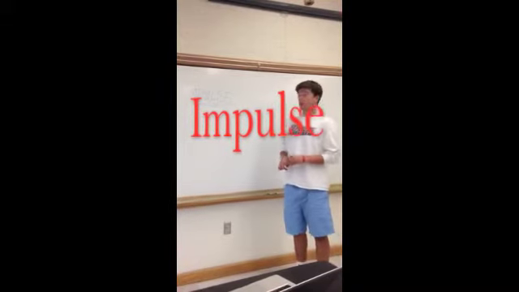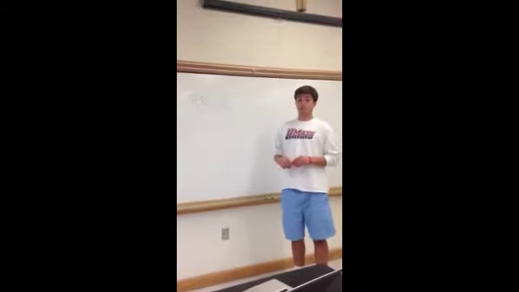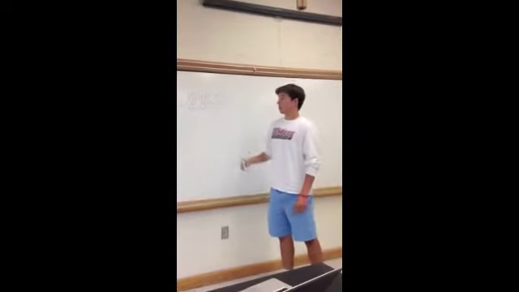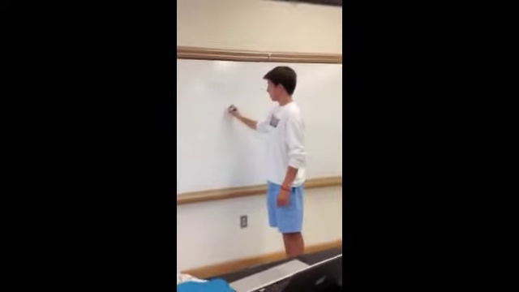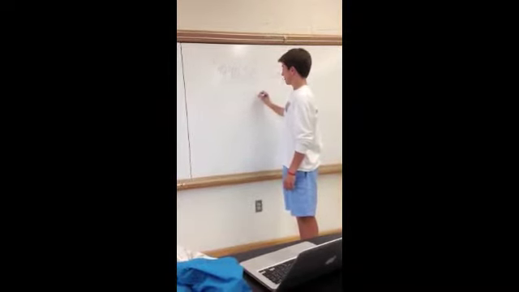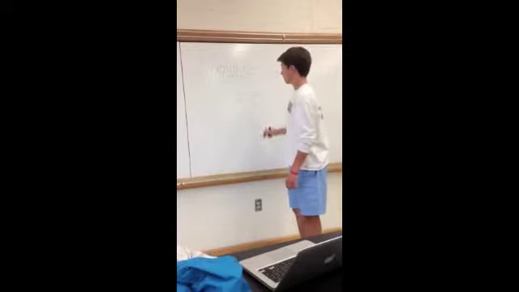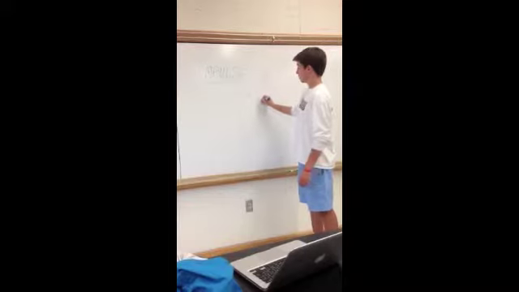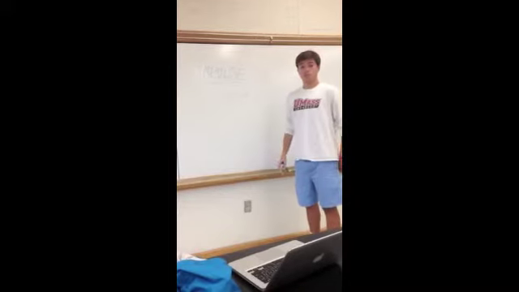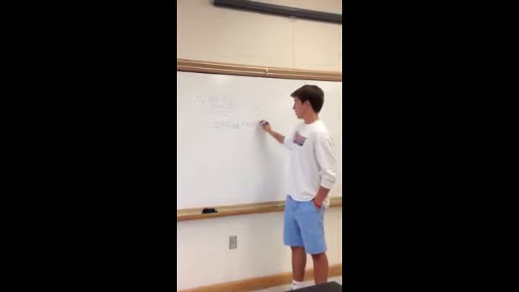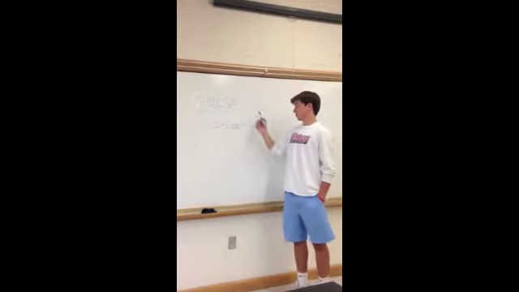Impulse, which is a concept closely related to momentum, is simply the change in momentum. Just change in P. So an equation that's commonly used with impulse is I equals force times the change in time. Units for this are Newton seconds. The other equation for impulse is mass times change in velocity. This impulse is the change in momentum.